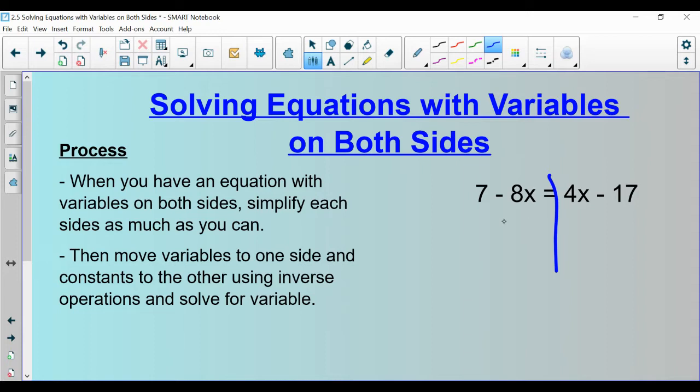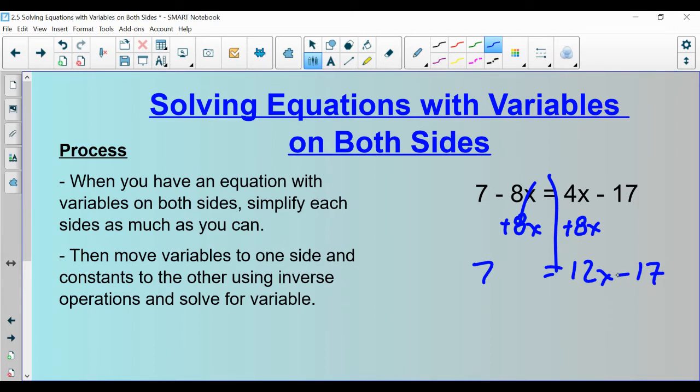One thing that we could do is add an 8x here. We have a minus 8x. The way to get rid of a minus 8x, to bring it to the other side, would be to add 8x. And if you do that to one side, you also need to do it to the other. Now we would have just a plain old 7 because those cancel. And this equals 12x minus 17.